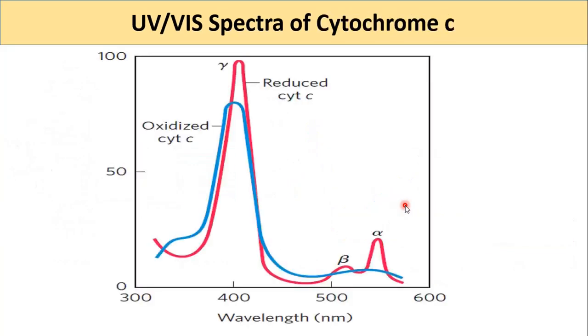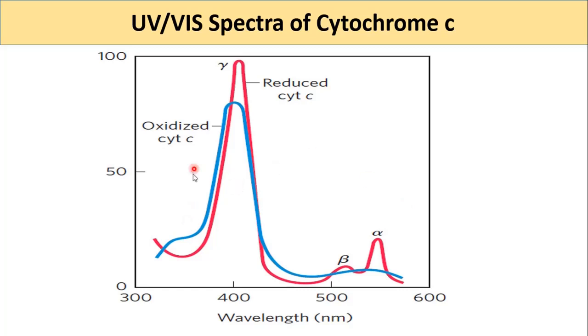We move to another example, that is another oxidation reduction system, cytochrome C. Cytochrome C is the molecule present in the electron transport system, and it can also be present in two forms, reduced form and oxidized form.